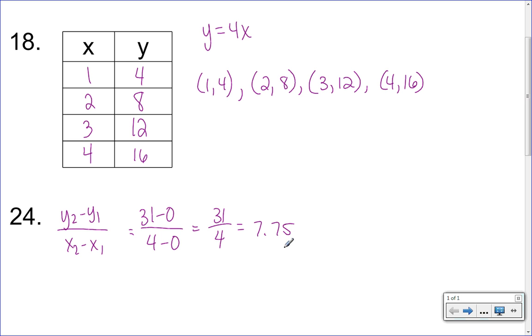So this is, let's see, money earned by time. So this would be $7.75 per hour.